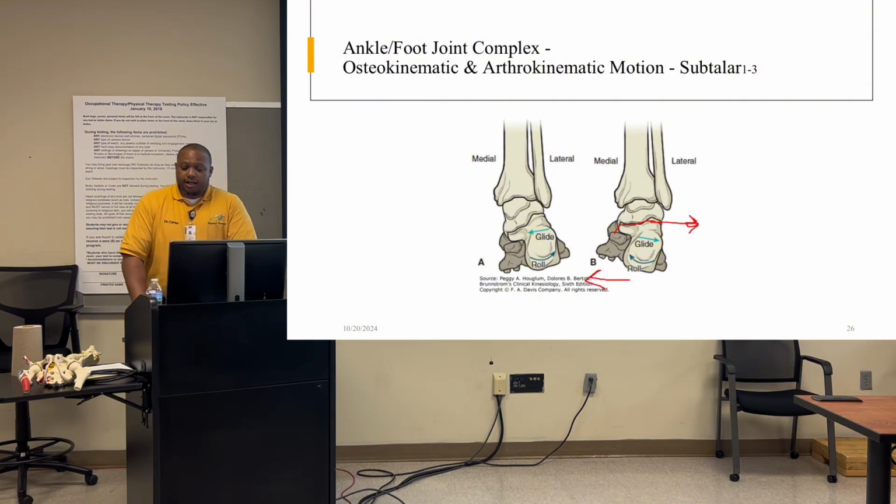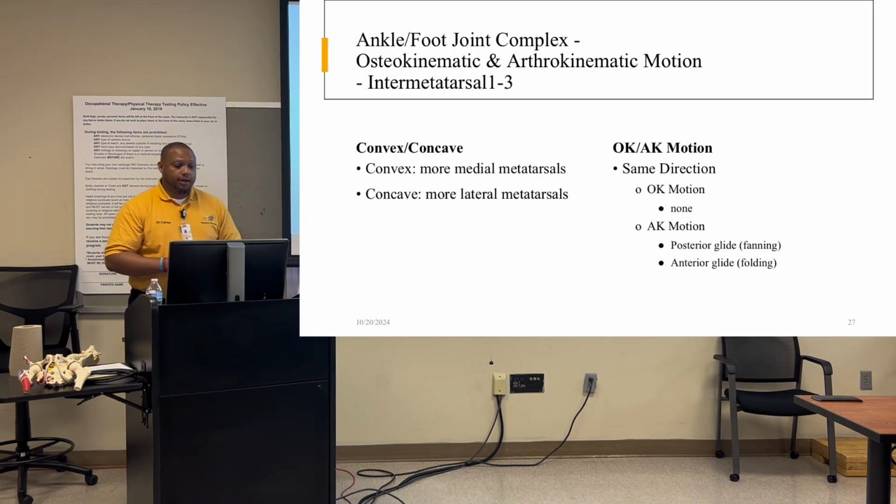Is this open chain or closed chain? It's open chain, because remember we said in open chain, osteokinematic motion and arthrokinematic motion are going to be in the opposite direction. So if this was closed chain and I had a medial swing and roll, what would my glide be if it was closed chain? Medial, okay? If I had a lateral swing and roll, what would my glide be if it was closed chain? Lateral, there we go.